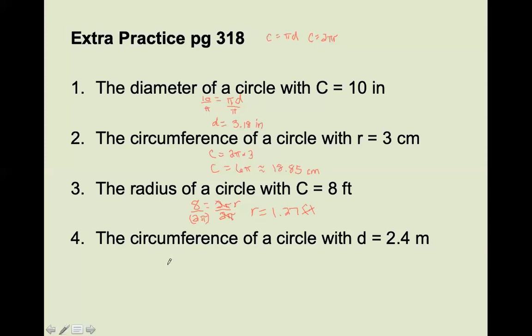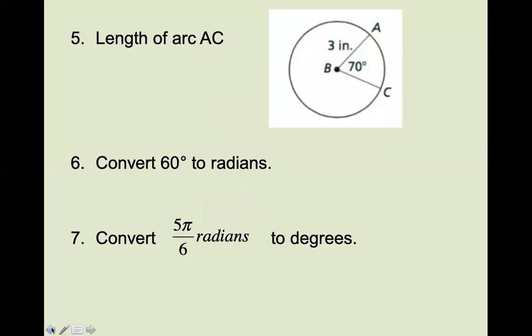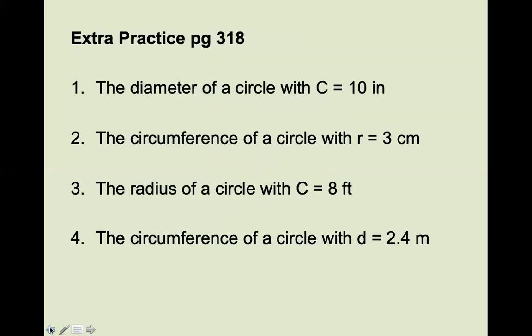All right, number 4, this time we're trying to find the circumference of a circle where the diameter is 2.4 meters. So circumference is equal to pi times diameter. So pi times 2.4. And if we multiply that out, we're going to get that the circumference is about 7.54 meters. Okay, sorry. Hope you guys got numbers 1, 2, and 3 down before I glitched and ended up on the next slide.